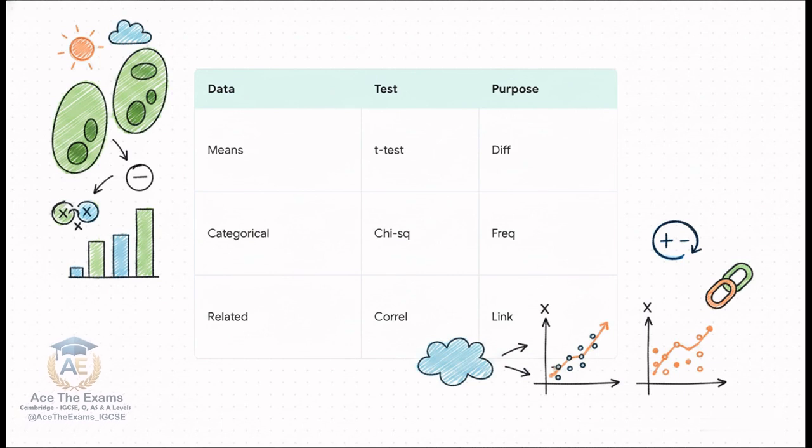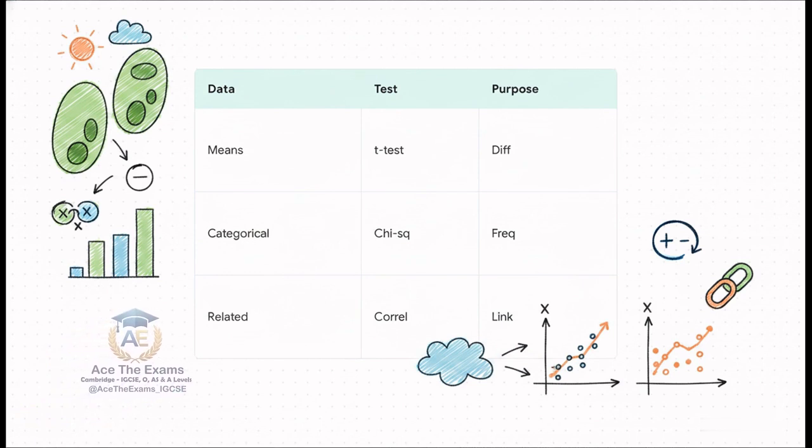For example, if you're looking at data comparing the mean sizes of chloroplasts under different light intensities, boom, you need a t-test. If you're looking at categorical data, like genetic traits passed on via small circular DNA, you're looking at chi-squared. And for relationships between variables, correlation tests. The examiner wants to see that you can identify the data type and deliberately choose the correct analytical tool.